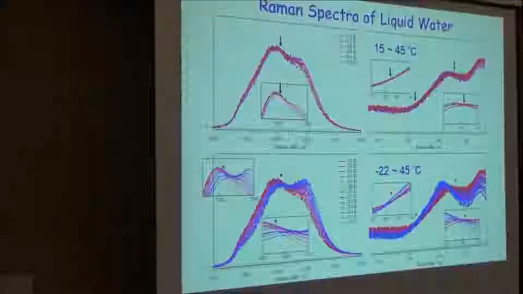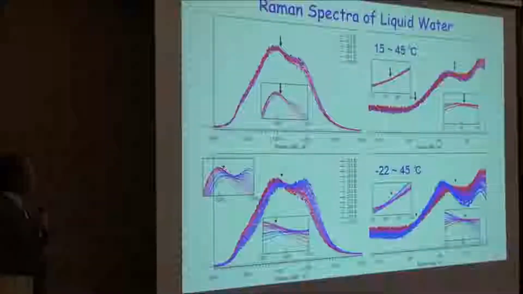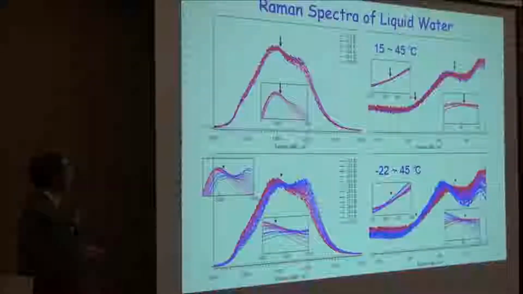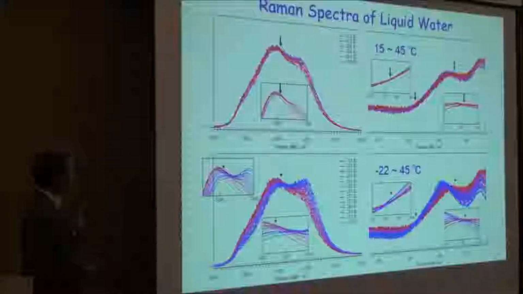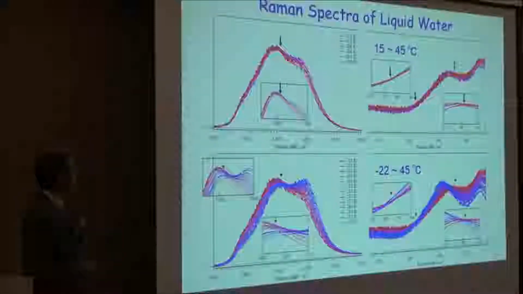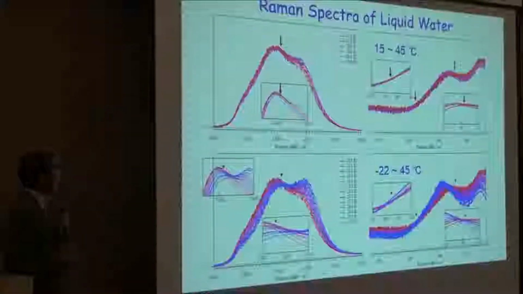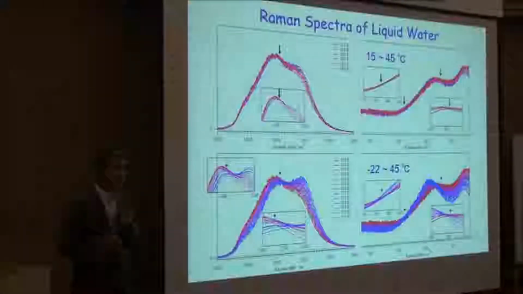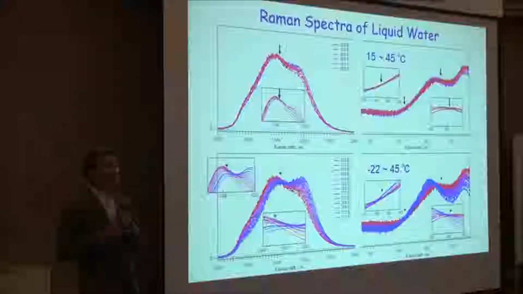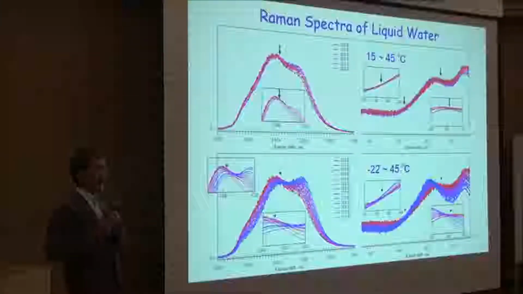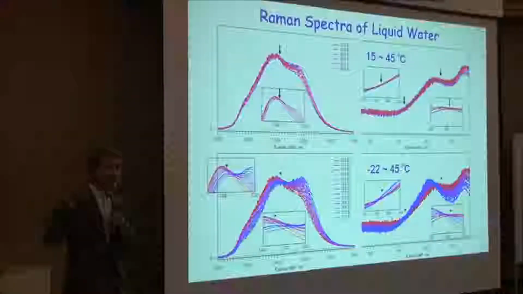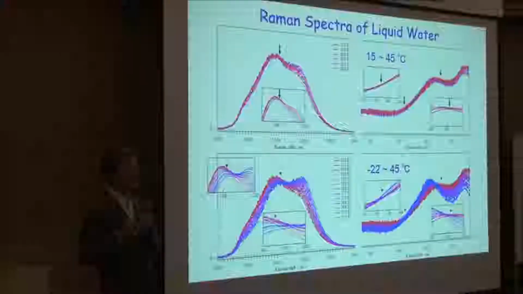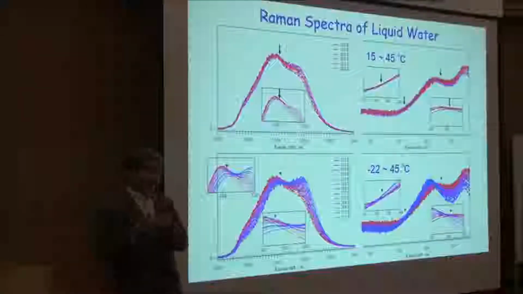Now, here I show you the Raman spectra of liquid water separately between 15 and 45 degrees, and over the whole temperature range from minus 20 to 45 degrees. If you look at this range, you see a very nice isoscattering point, which is equivalent to the isosbestic point in absorption spectra. Yesterday, a few people showed very nice isosbestic points in water in this temperature range. That means in this temperature range, the system is a two-component system.